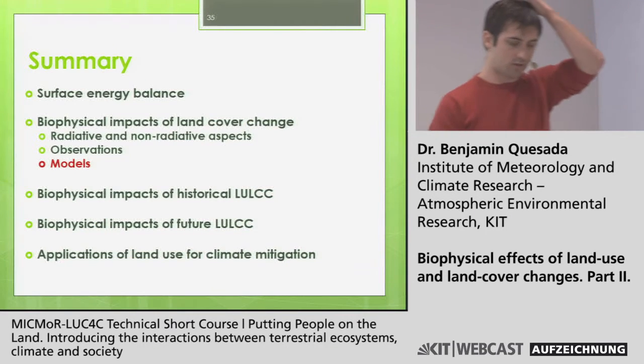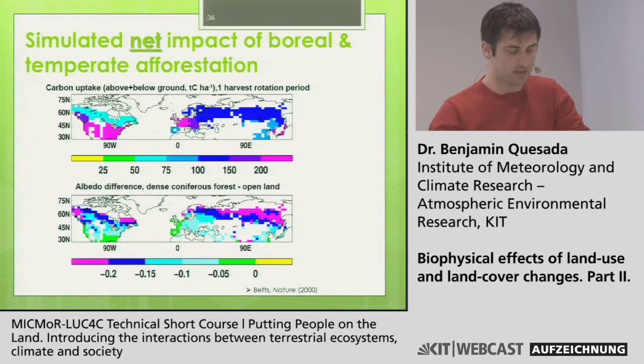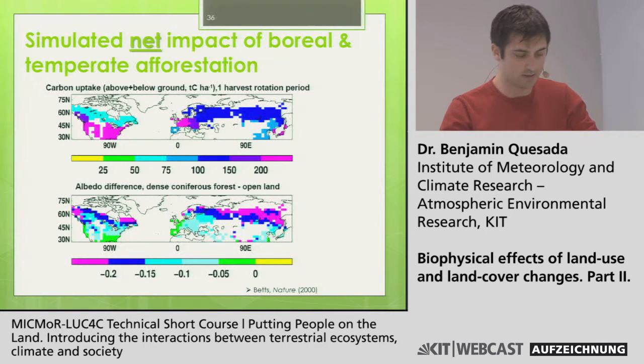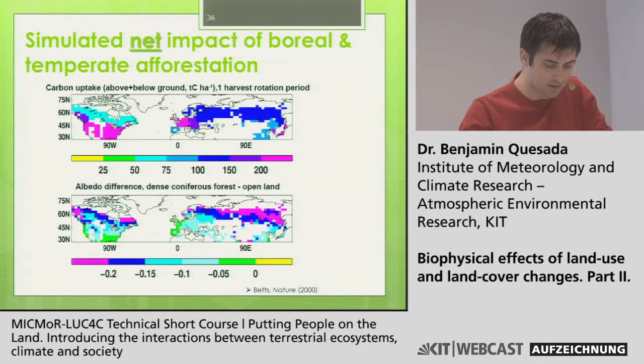So let's see now, there was a question yesterday, because I talk a lot about deforestation, but what about afforestation? And what is the net impact of northern hemisphere afforestation? That's a study from Betts in Nature 2000 comparing the biogeochemical effect of afforestation, which leads to a higher carbon uptake, as we can see there in the top panel. Betts put, I think, dense coniferous forest at each grid cell, so it gives more carbon uptake for boreal forest, for example.